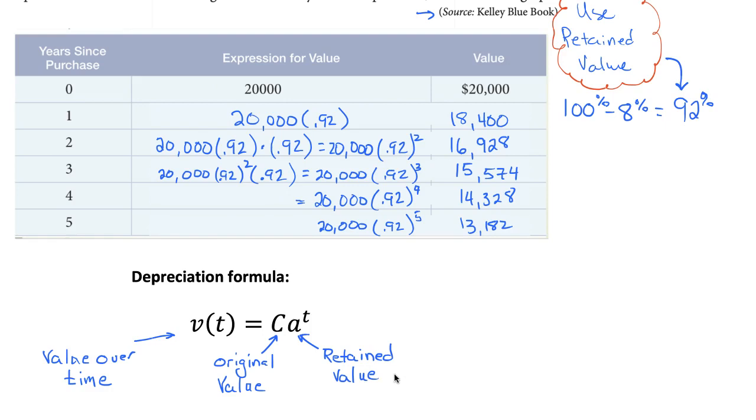So in this case, it was 0.92. You take the percentage and you change it to a decimal. All right, and T is going to be years since purchase, from the purchase value. Okay, so that's all you need to know. Now we're going to try some problems.